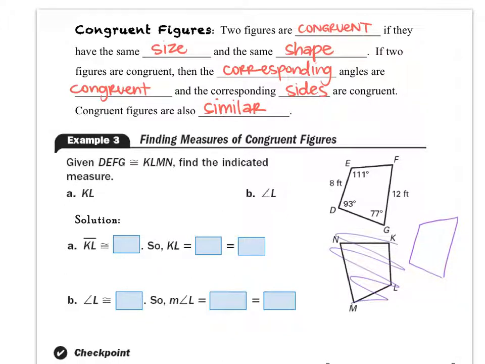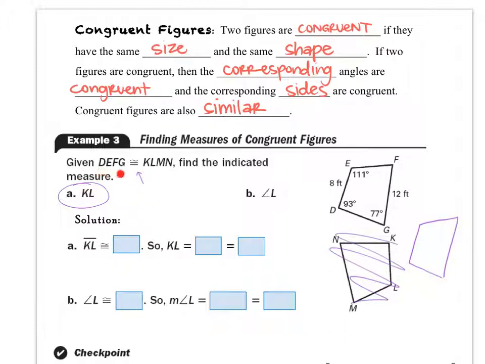All right, so it tells me that DEFG is congruent to KLMN, and I know it's congruent because of that symbol right there. And then it asks me to find the indicated measure. So the first thing it wants to know is how long is the side length KL? Well, I first need to, just like before when we were dealing with similar figures, redraw so that they have the same orientation. And again, I'm going to use the letters to help me match up.